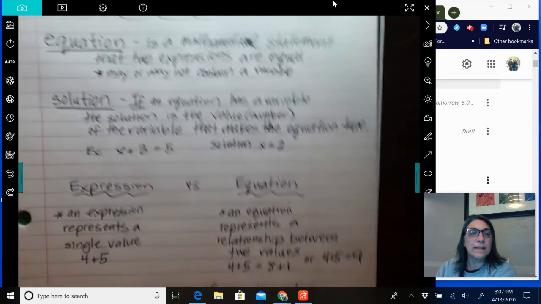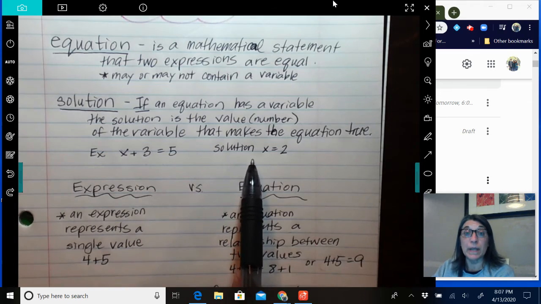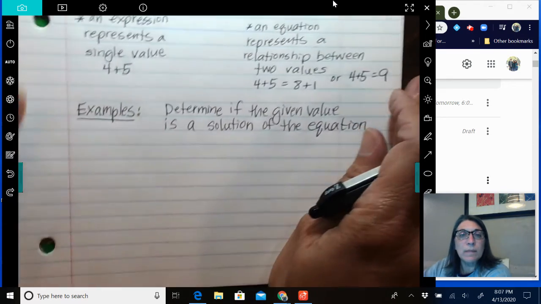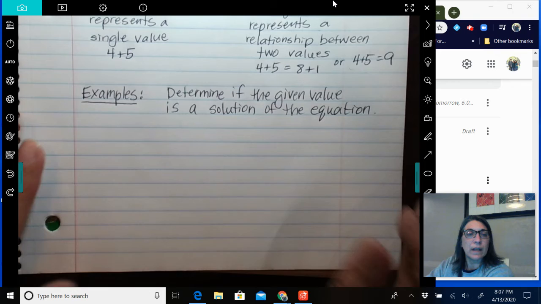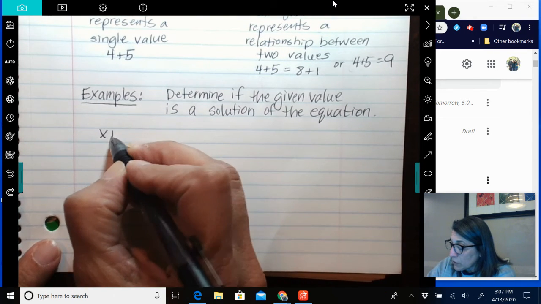Okay, so just a couple of examples to work here. Up here I said, well, if I had x plus 3 equals 5, then the only solution would be 2. Sometimes you're going to be given a solution and asked, is it a solution to the problem? So let's write a couple of these down. Let's do a couple of examples.